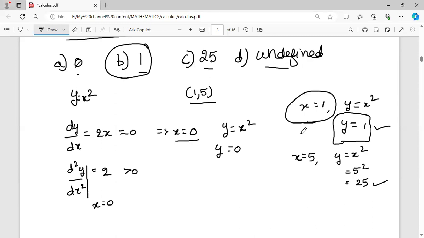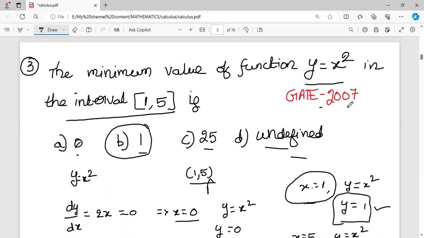So it is a very simple problem asked previously in the GATE examination. This question was asked in GATE 2007.